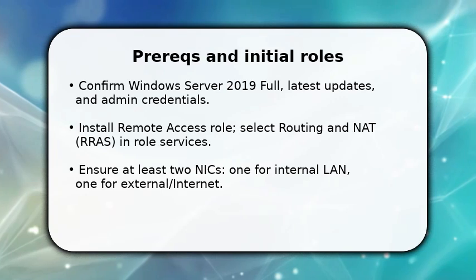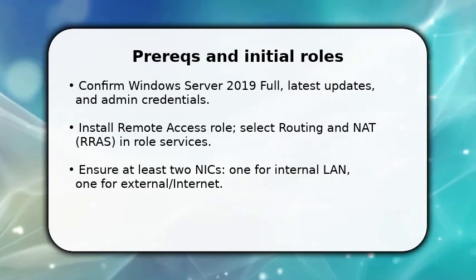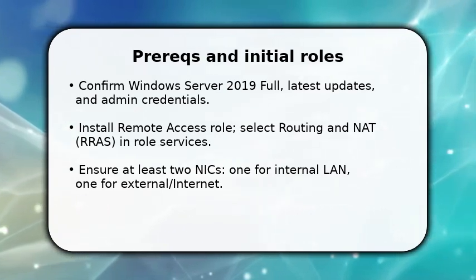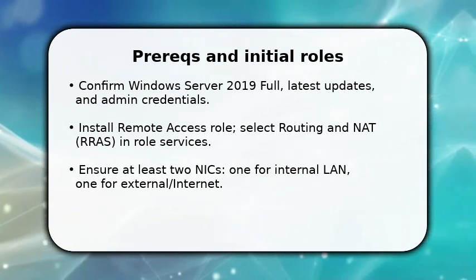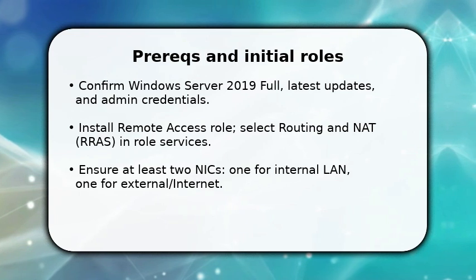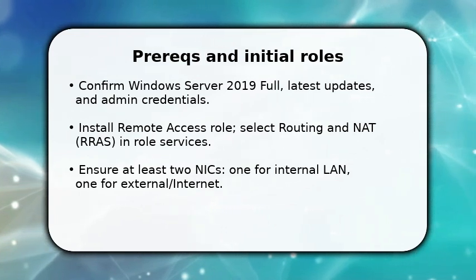You start by preparing the server so routing and NAT behave predictably. Install the remote access role, and when prompted, choose the routing and remote access service with NAT enabled. This gives you the RRAS management console.